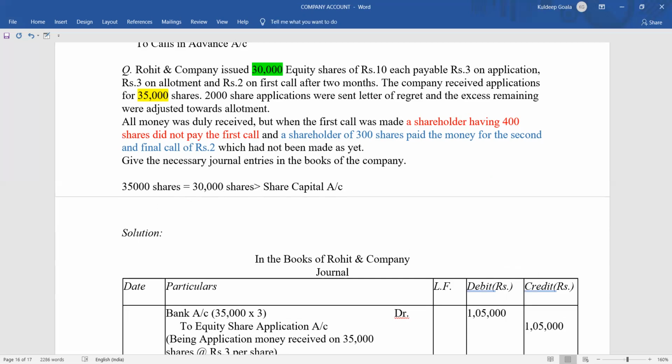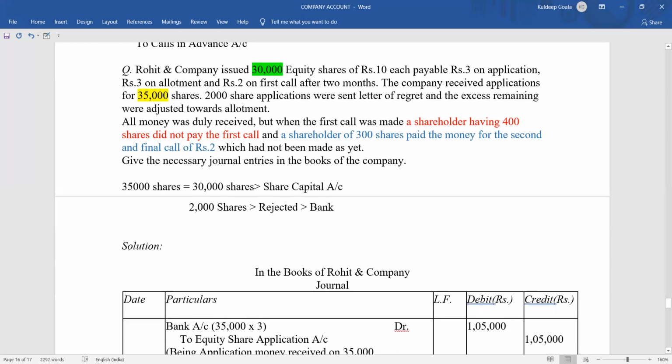Next, the remaining 2,000 we have rejected. So 2,000 shares will go back to the bank. Rejected means the payment from the bank, we will return it back. And what is the remaining left? It is 3,000, isn't it? So these 3,000 shares we have to adjust with the allotment. Where will the adjustment be? In the allotment. It is told in the question itself.